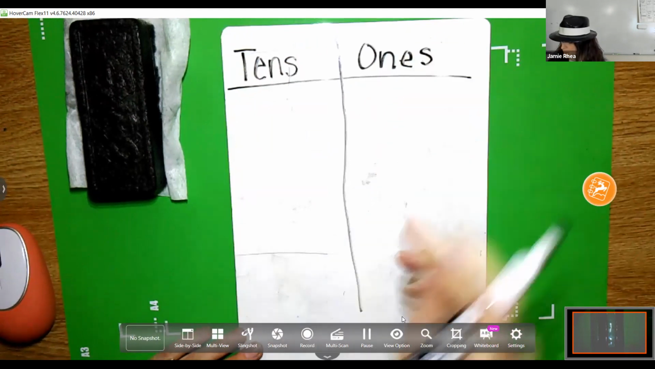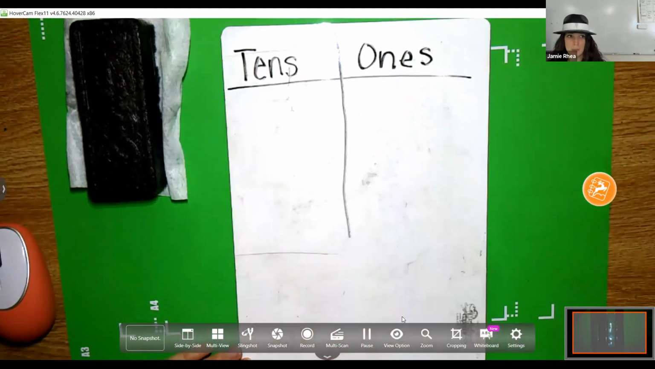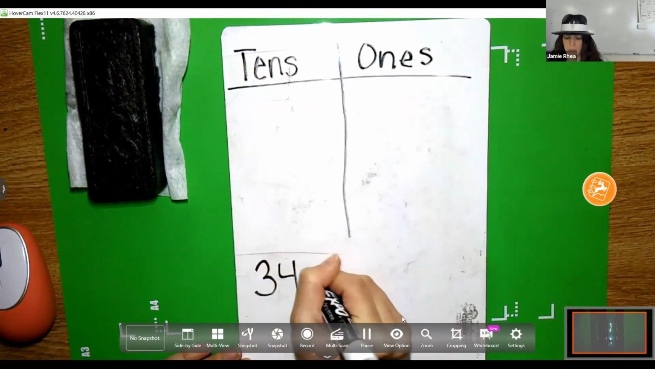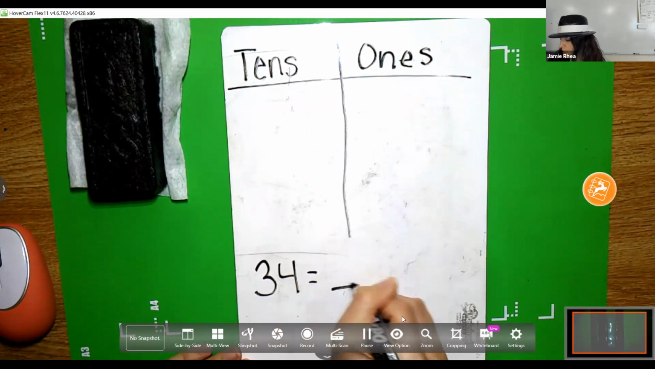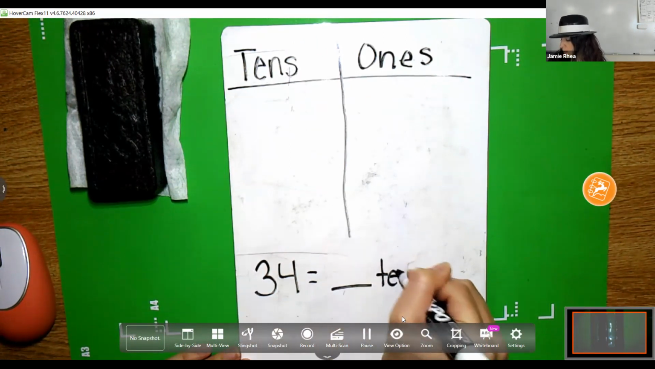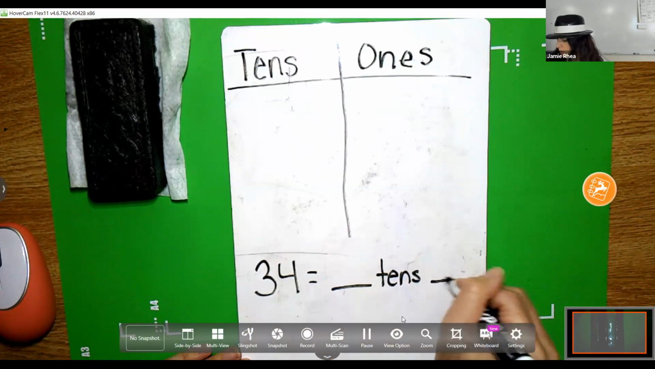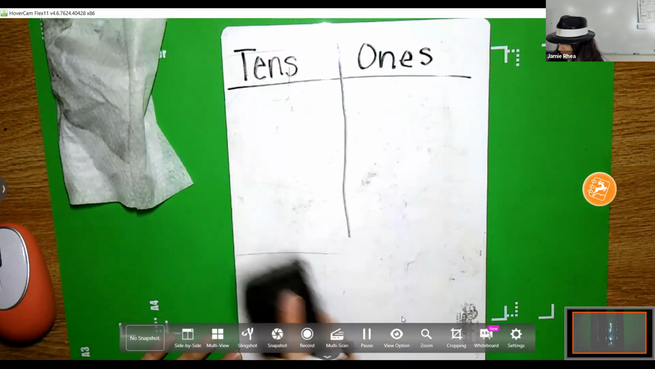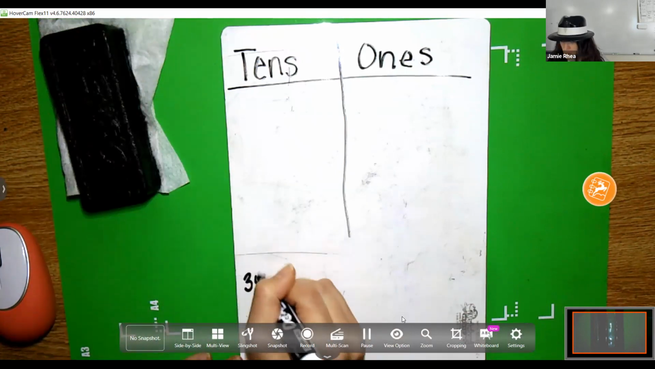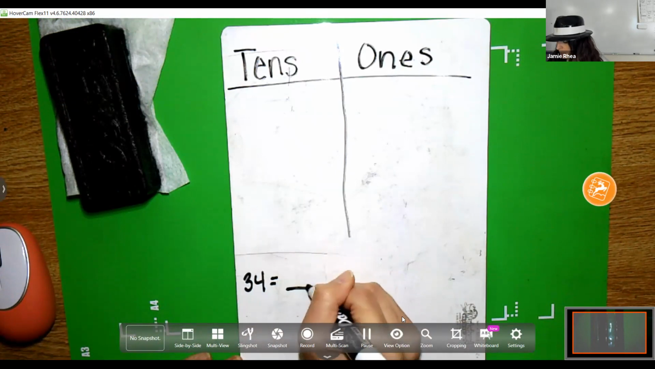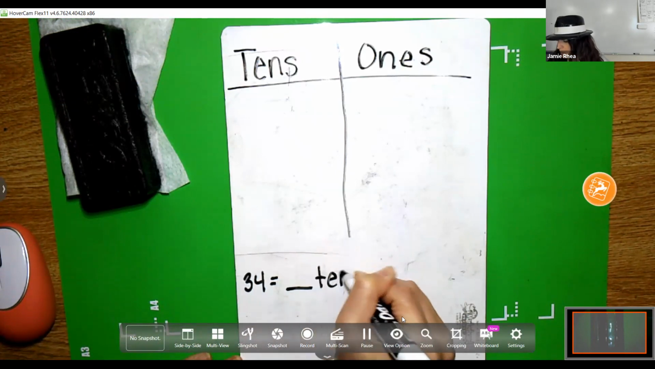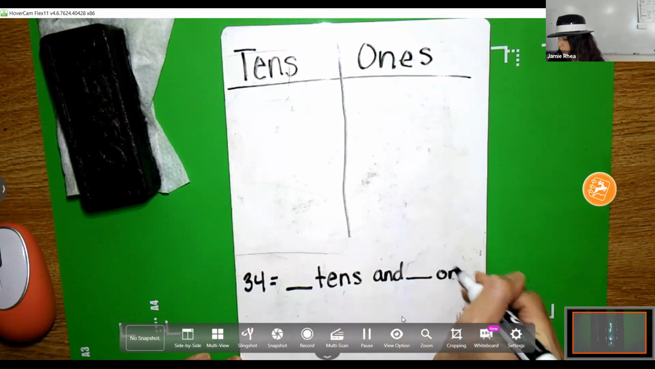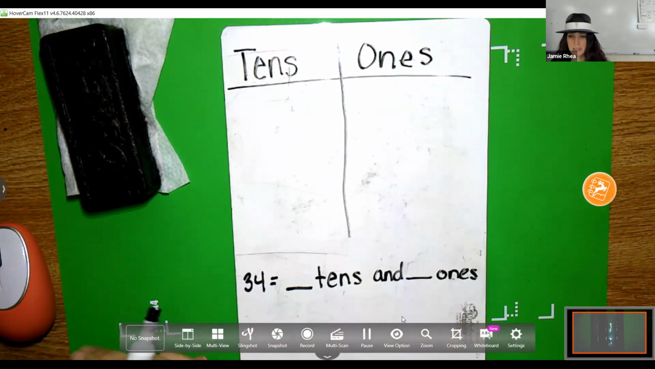Okay, now I'm going to erase that. Our number was 34. We know that 34 is made up of some tens and some ones. Oh, I'm out of room. I made it too big. Let me make it a little smaller. So we had 34 is the same as some tens and some ones.